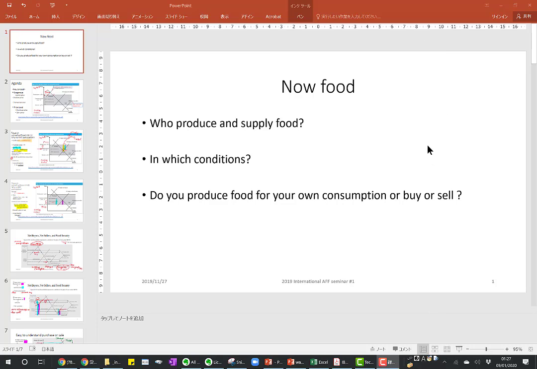Now let's move on to the issue about food. Who produces and supplies food? In which conditions? And do you produce food for your own consumption, or buy, or sell? Even buy or even sell?